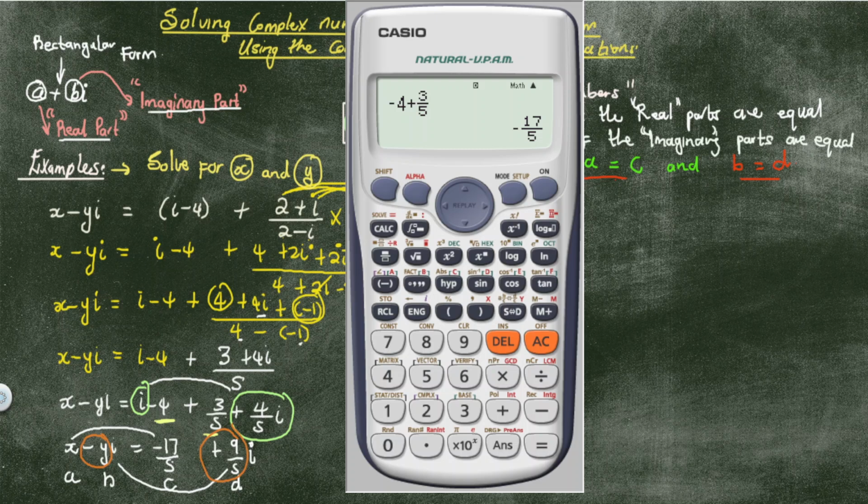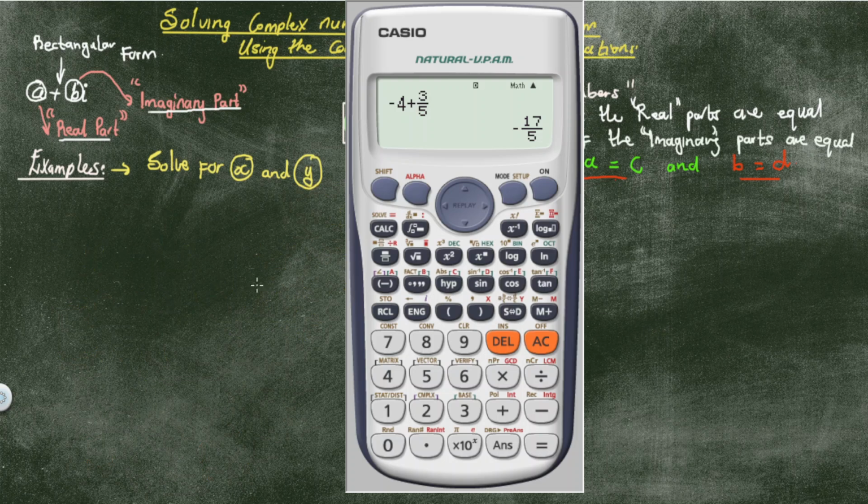Okay, let's take one more example, and the last one. Alright, let's grab one more example. Let's take this one. 3 minus 2i, close bracket, minus 6 plus i equal to x plus yi, negative 2 plus 3i.